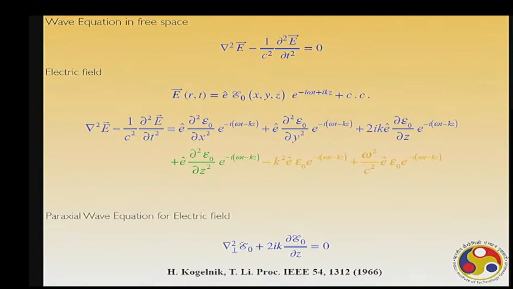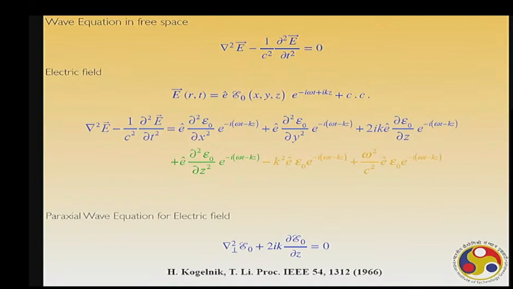In free space, we know that k is equal to omega by c. If there is a medium, how does it relate to the k vector? k is equal to n(omega) omega by c. So n(omega) is equal to 1 for free space, a dispersion-free medium, and then k is equal to omega by c. If I substitute here, these two terms cancel out.